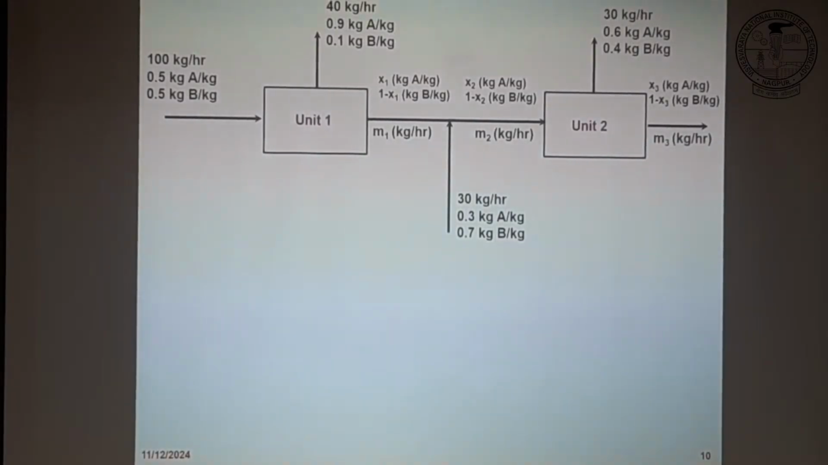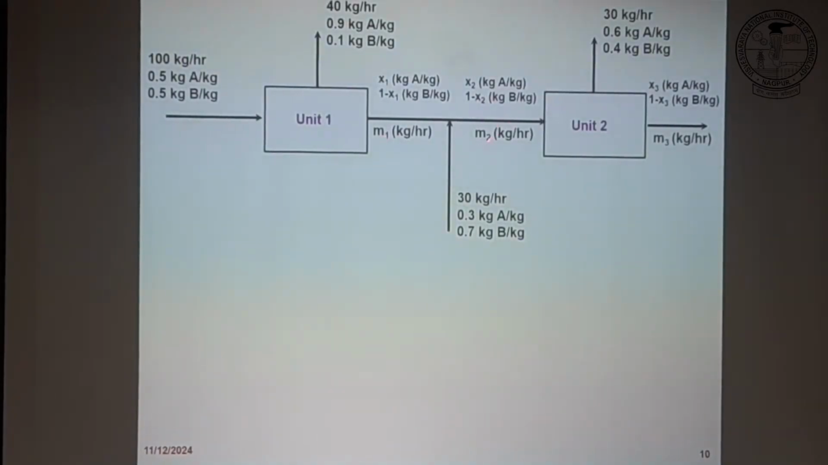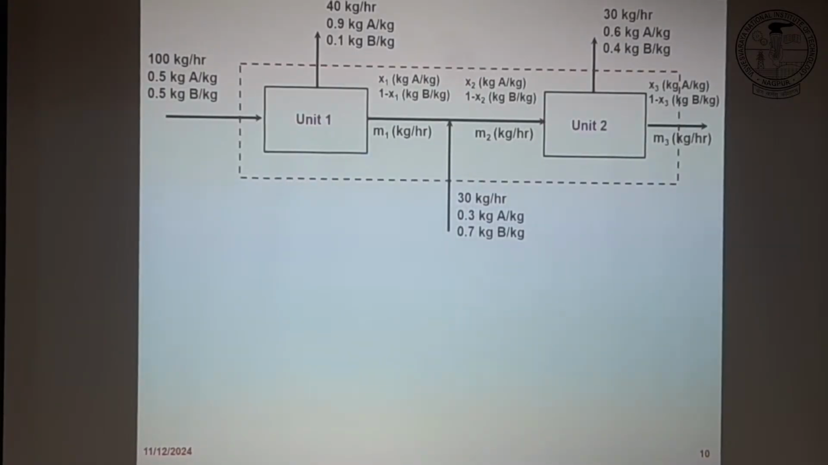The information which is not available in this flow sheet, assume the A component which is coming out from unit 1 is x1, and of course the B, which is the rest of the part, is 1 minus x1. And the flow rate is m1 kg per hour. Similarly for unit 2, m2 kg per hour, and the composition is x2, 1 minus x2. Similarly for m3. So I'm making a hypothetical box, which I can say is the boundary.